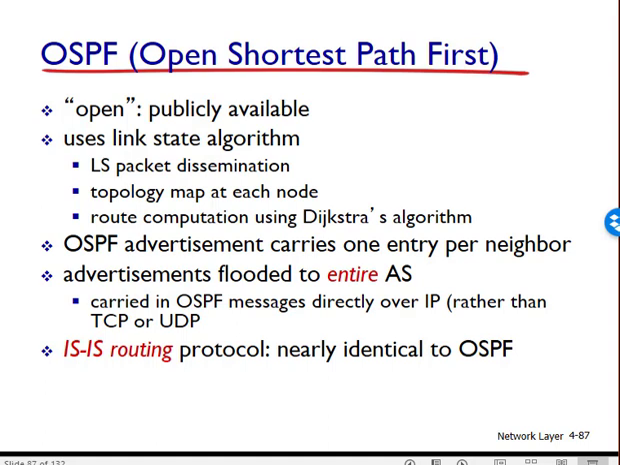With OSPF, a router broadcasts routing information to all other routers in the autonomous system, not just to its neighboring routers. You remember how a link state algorithm works. A router broadcasts link state information whenever there is a change in the link's state, such as a change in the cost or a change in up-down status.